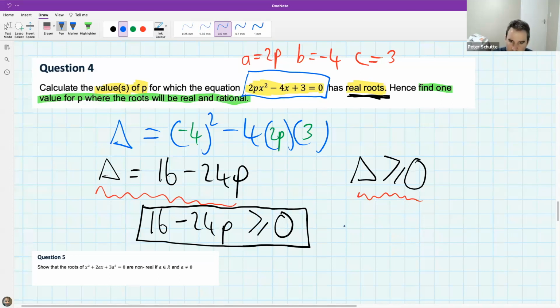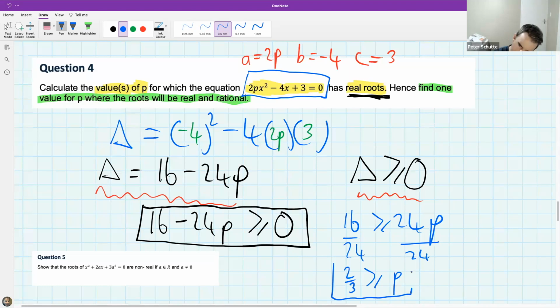So if I bring this to that side, and then I divide both sides by 24, it feels like this should be 2/3, and this should be P. And so in order for the roots to be real, P has to be less than or equal to 2/3. Okay, so P has to be less than or equal to 2/3.